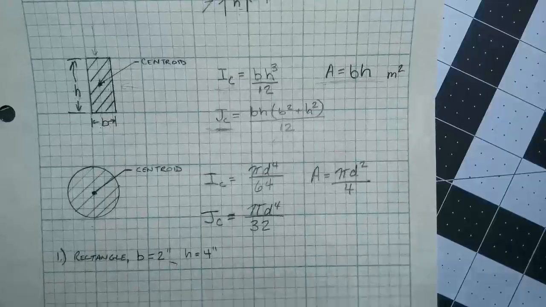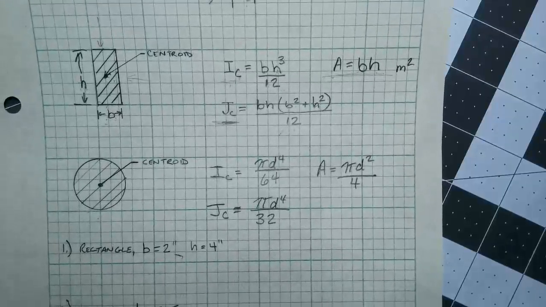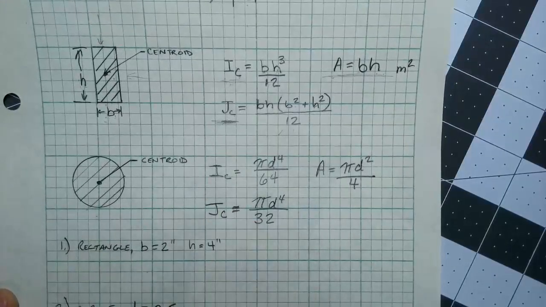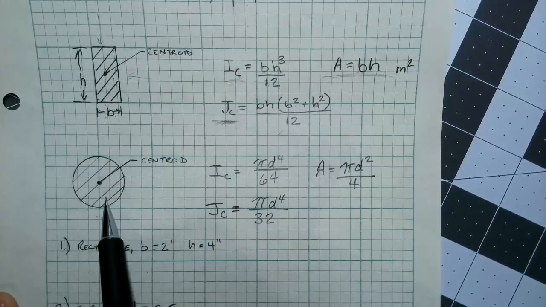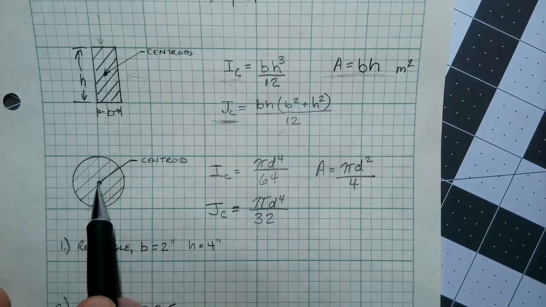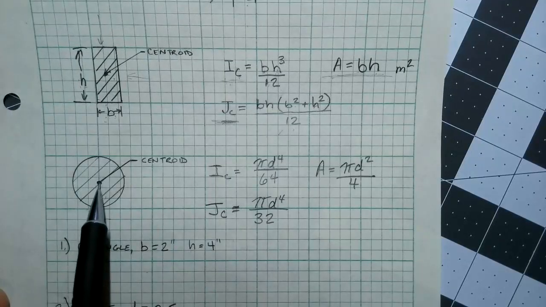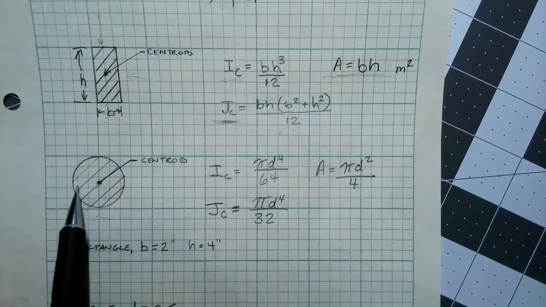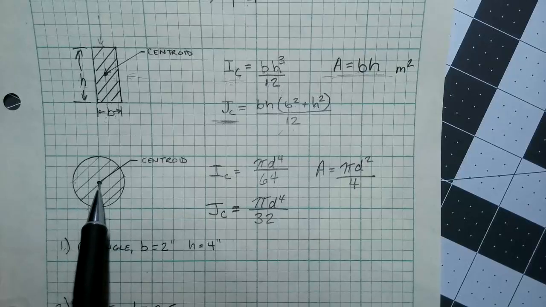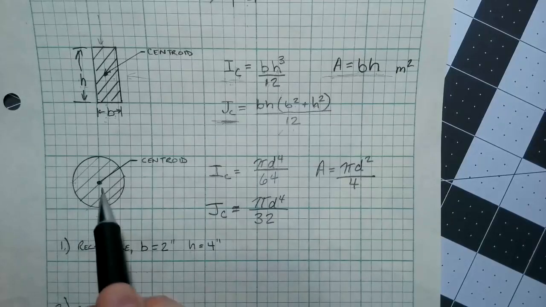Now we'll look at a circular or cylindrical object. If the object is cylindrical, then obviously the cross-section is circular, right? And much in the same way as a rectangular object, the circular object has its centroid right at the center. So basically the radius gets you to the center, right?